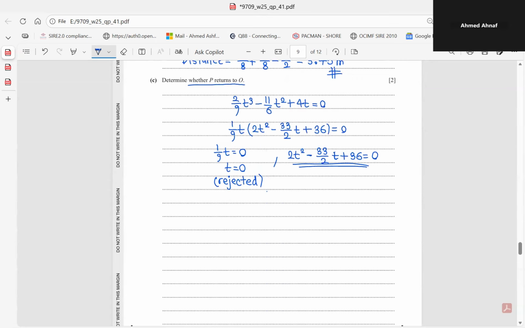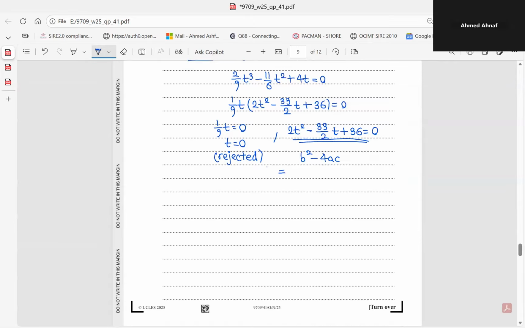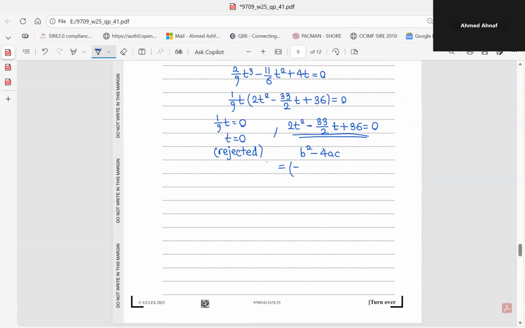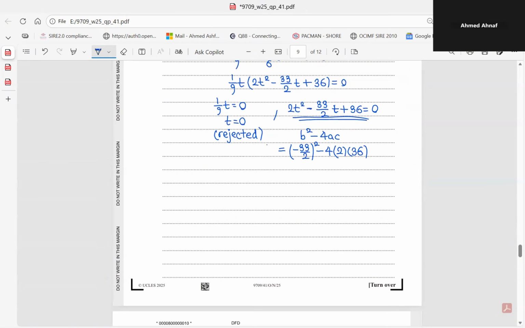And to do that, we can just simply use B squared minus 4AC. And if it's more than 0, we can say that there are real solutions, and therefore P does return to O. So let's find out B squared minus 4AC. B is minus 33 over 2, squared, minus 4 times A, which is 2, and C, which is 36. So minus 33 over 2 squared minus 4 times 2 times 36.